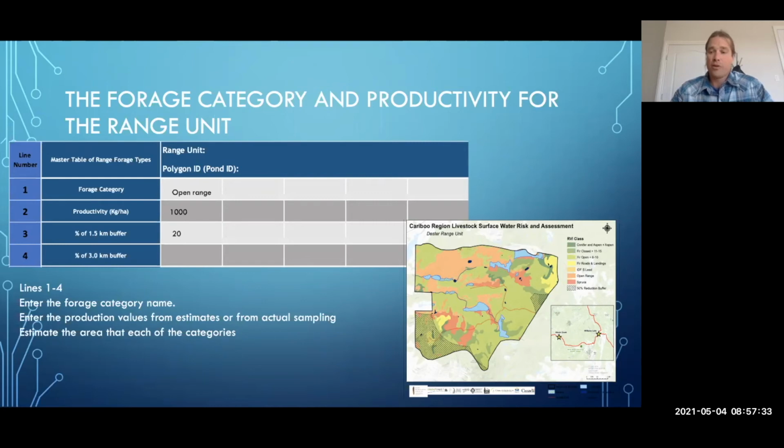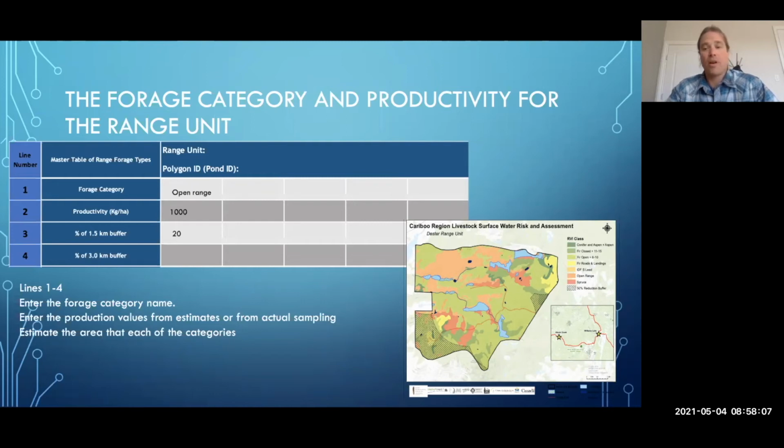And so, for example, in the map on the right, our open range would be one forage category. There's 6 others that are there as well. And so depending on how many categories you have, that drives how many columns you require in your spreadsheet. And then we would enter the production values from the estimates or from actual sampling. So our forage sampling number would be 1,000, as an example, 1,000 kilograms per hectare as our starting number.